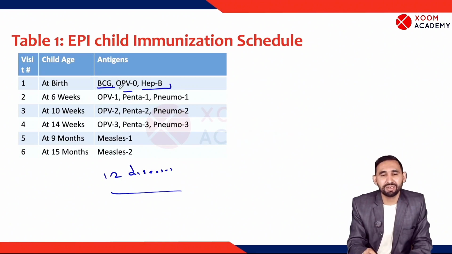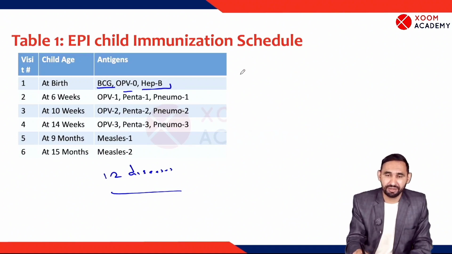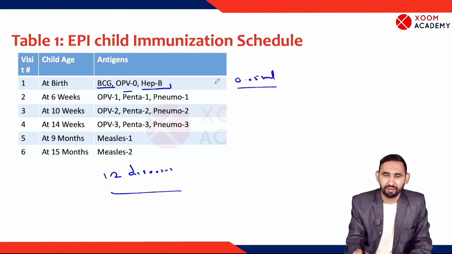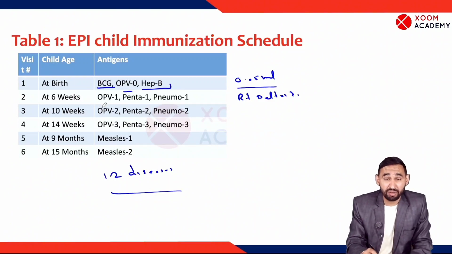BCG provides immunity against TB. OPV provides immunity against polio. Dose of BCG at birth is 0.05 ml. Oral polio drops are given, usually 2 drops. Remember, BCG vaccine is injected in right deltoid or right shoulder. There is a scar mark. And after the gap of 6 weeks, oral polio is repeated. You need to repeat oral polio vaccine.